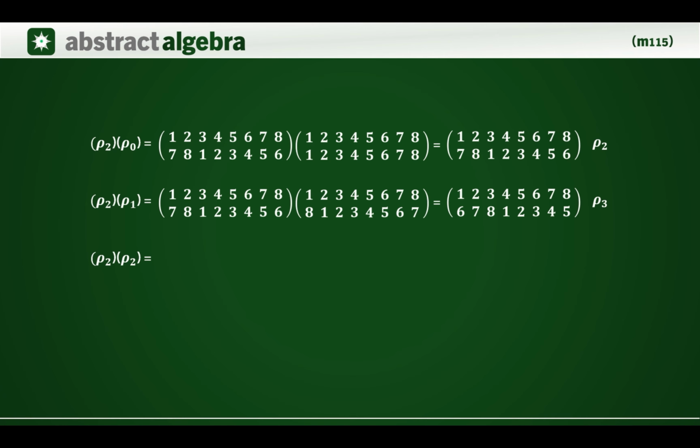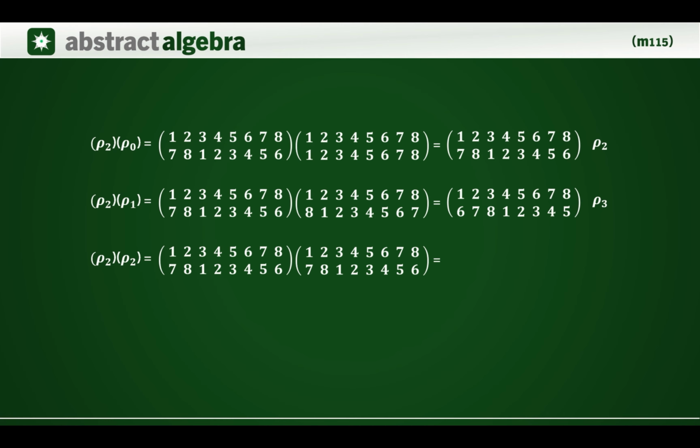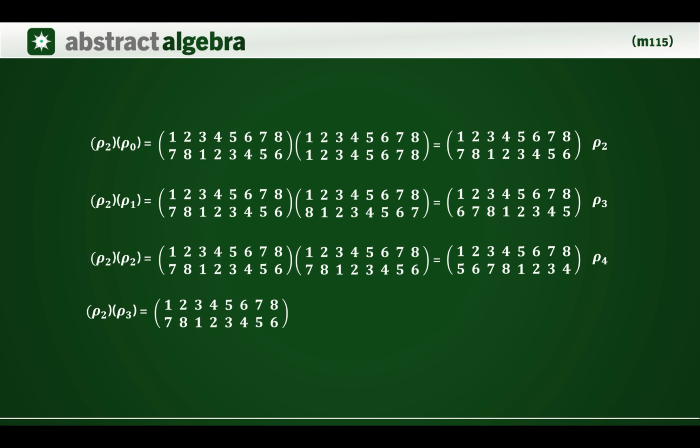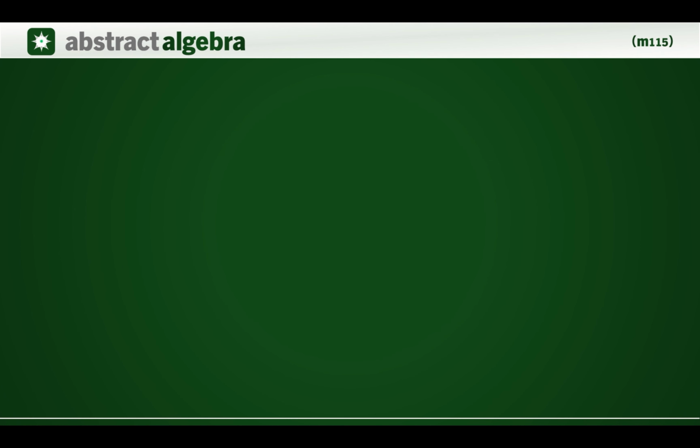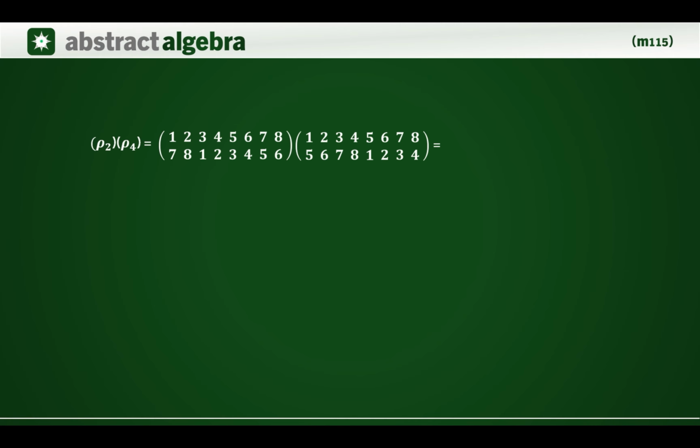Next, we are going to find the composition of rho sub 2 to rho sub 2. So, after that, the result of the composition of rho sub 2 to rho sub 2 results in rho sub 4. Next, we are going to find the composition of rho sub 2 to rho sub 3. So, this is the rho sub 2 and this is the rho sub 3. So, the composition of rho sub 2 to rho sub 3 results in rho sub 5. Next, we are going to find the composition of rho sub 2 to rho sub 4.